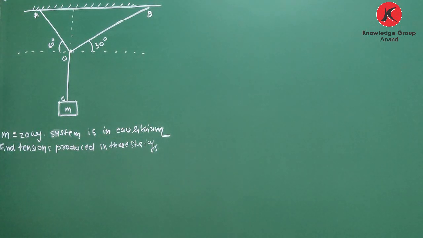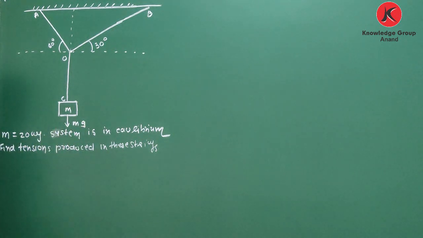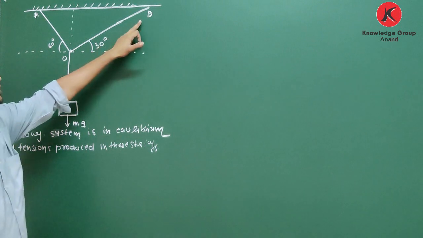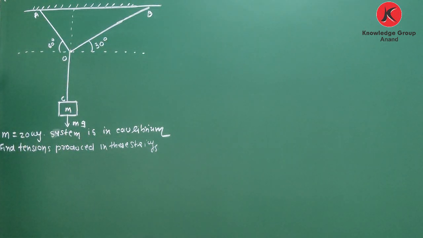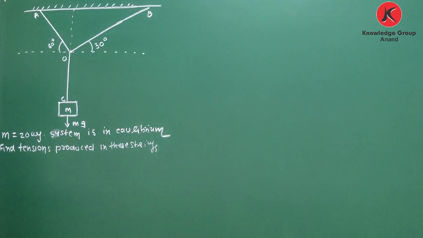See how to find. First of all, due to this mass m, mg is acting in the downward direction. Yes or no? So this mg is acting downward, so string OC, string AO, and string BO become tight. And yes, tension is produced in each and every string. AO, BO and OC are three different strings, so the tensions produced in them are also different.